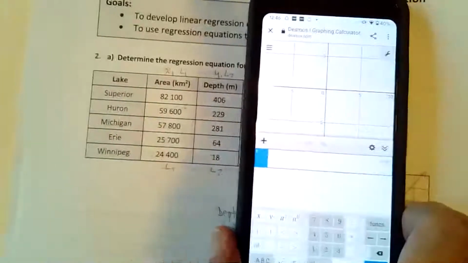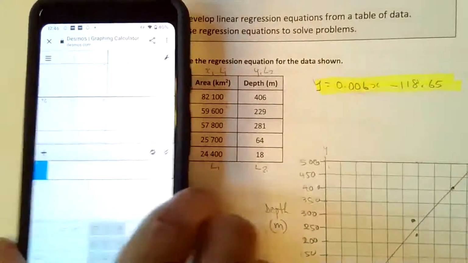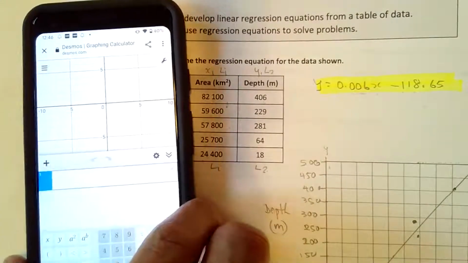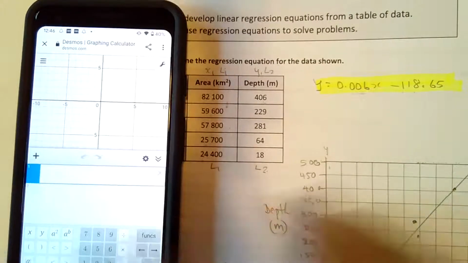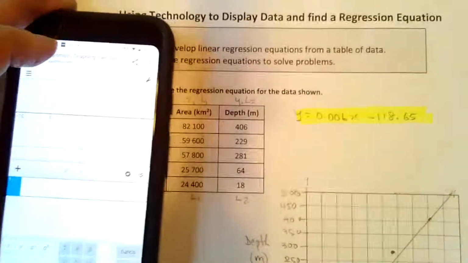So our next step is to input our data. Let's move this here so we can have a better view.